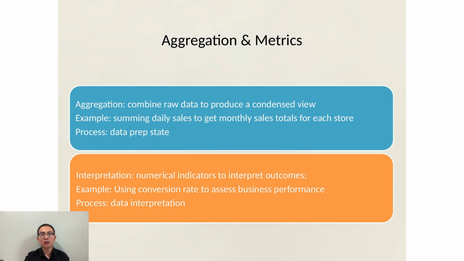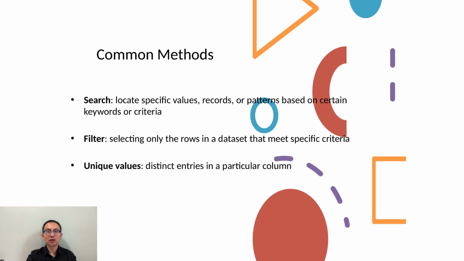This tells you how well your site is turning visitors into customers. In short, aggregation simplifies and prepares data. Interpretation metrics help explain or evaluate what the data is telling you. Let's now talk about 3 basic but powerful techniques: searching, filtering, and finding unique values. These are often the first tools we use when exploring a dataset, and they help with both aggregation and interpretation.